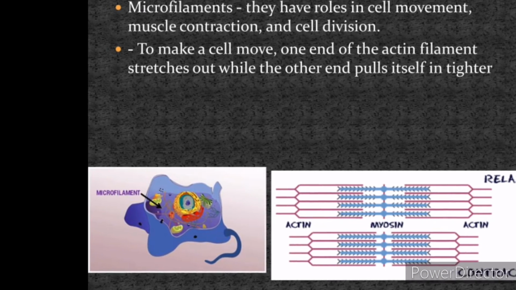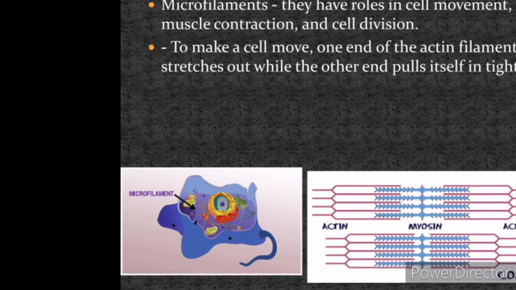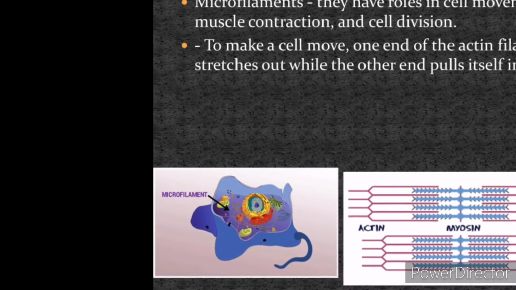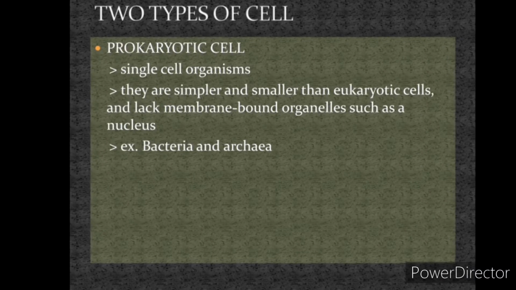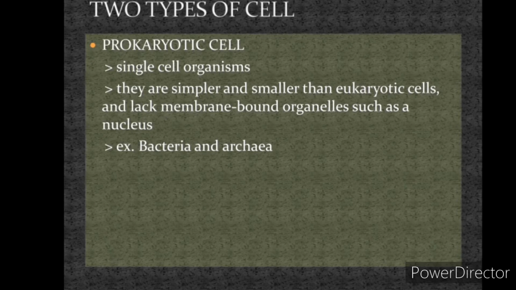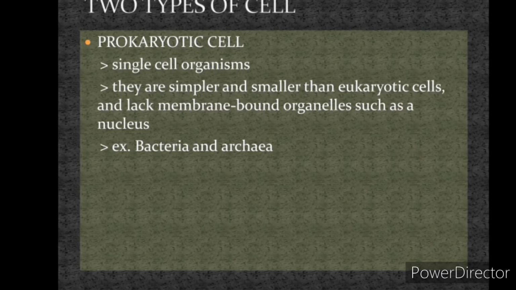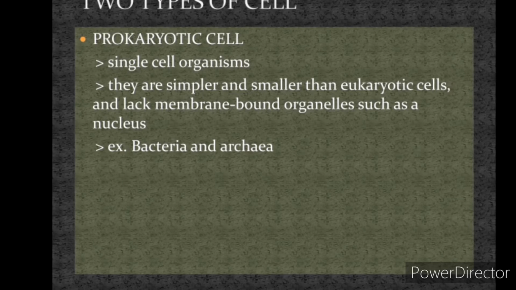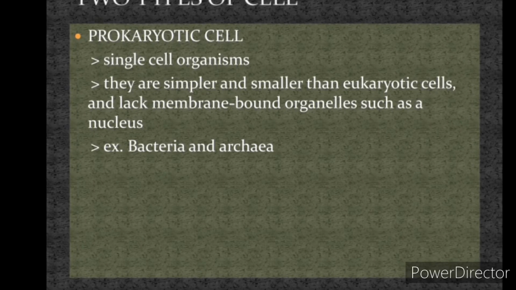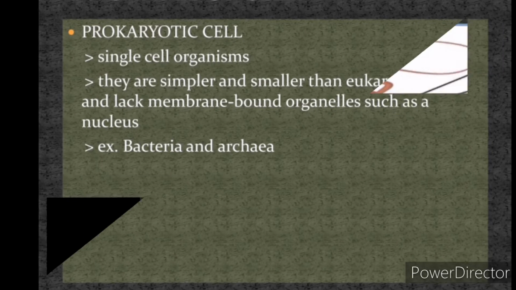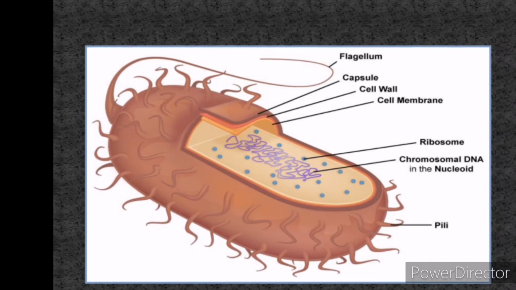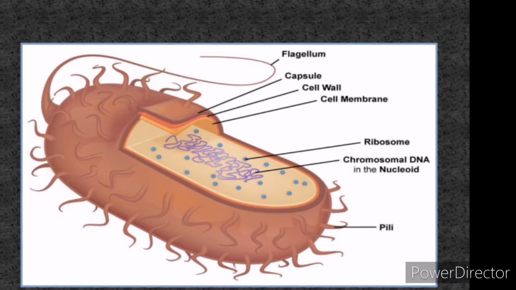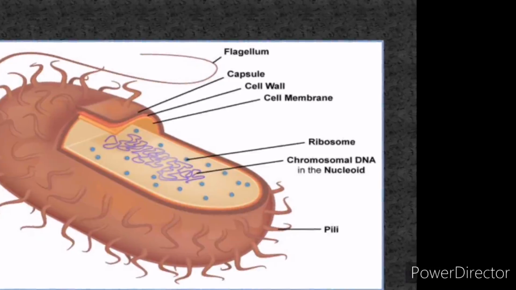To make a cell move, one end of the actin filament stretches out while the other end pulls itself in tighter. The second type of cell, the prokaryotic cell. It is the single-cell organism. They are simpler and smaller than eukaryotic cells and lack membrane-bound organelles such as a nucleus. Examples are the bacteria and archaea. Prokaryotic cell includes flagellum, capsule, cell wall, cell membrane, ribosome, chromosomal DNA in the nucleoid, and pili.